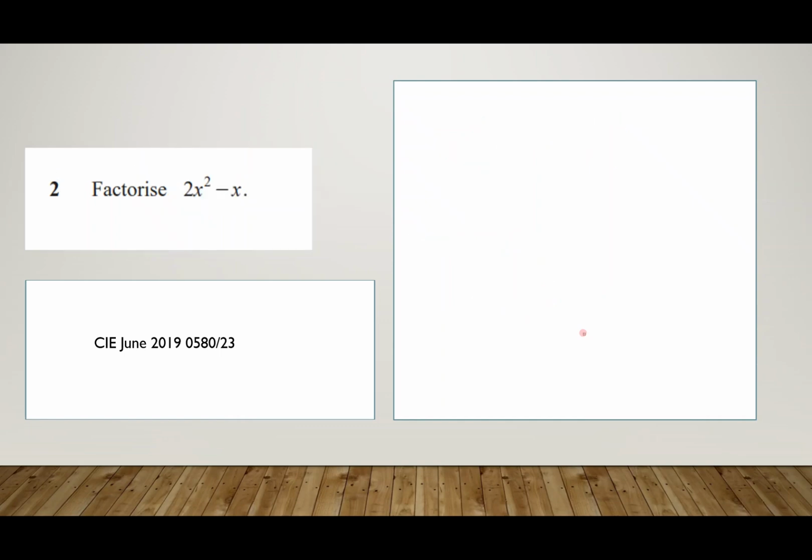My final example is from the CIE June 2019 paper, and we are asked to factorise 2x squared minus x. So in this example, once again, we're going to find the common factor of the two terms. Now, if we start with the numbers, there's no common factor between 2 and 1 apart from 1, so we don't need to use 1. So let's just look at the variables. The common variable between x squared and x is a single x. So that's going to be the term on the outside of my bracket.